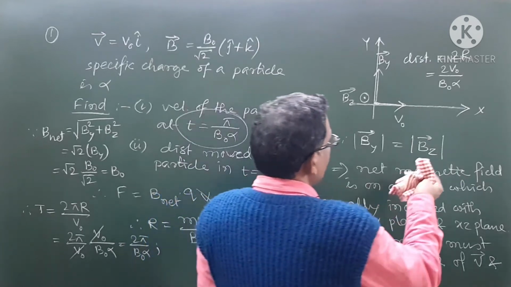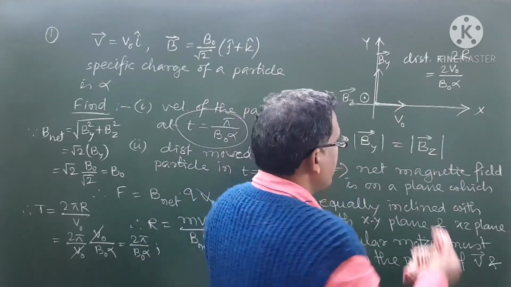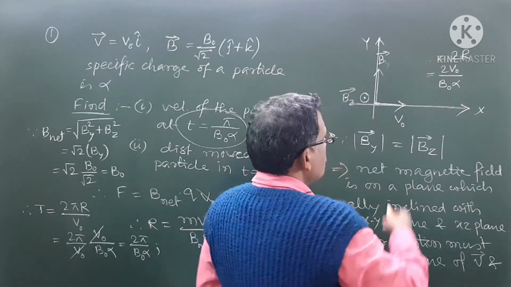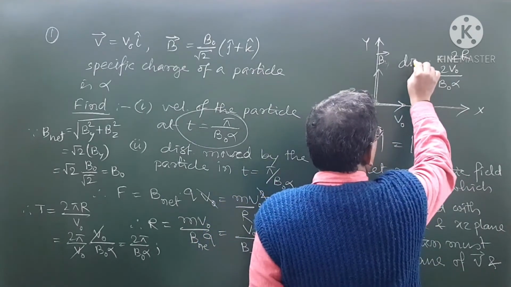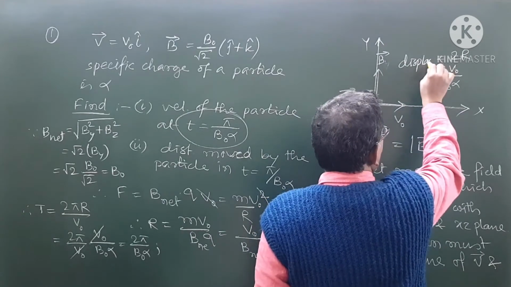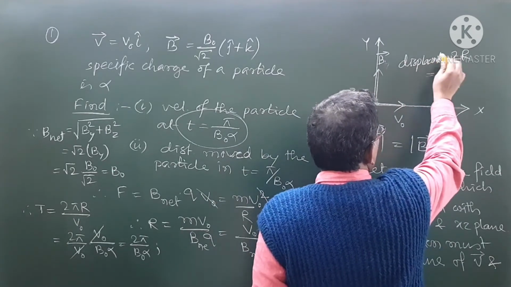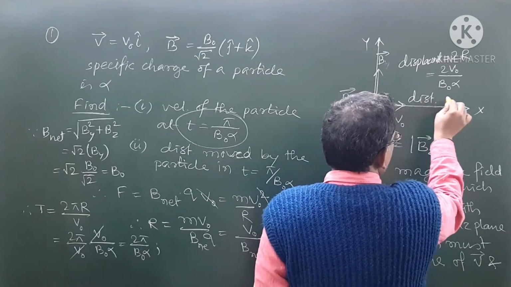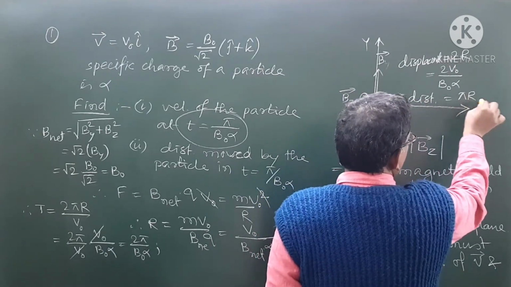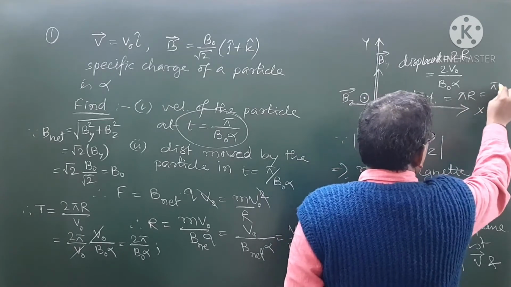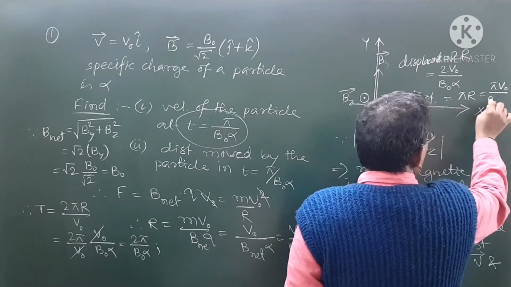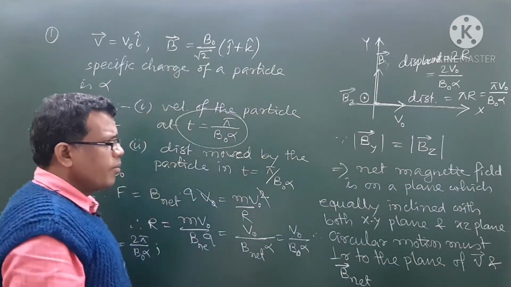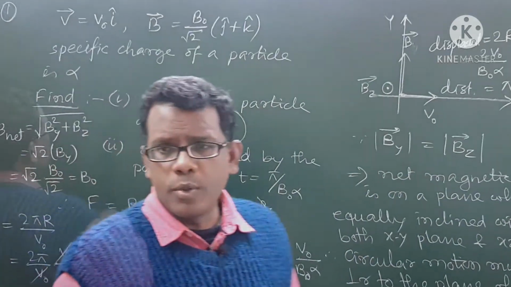We should write down displacement, not distance. Okay, we should make a little correction. This should be the displacement. The particle will be diametrically opposite. Displacement will be 2r, but if it is asked about distance, the distance will be pi r, that is pi v naught by b naught alpha. Distance traveled has to be pi v naught by b naught alpha, but displacement will be 2r.